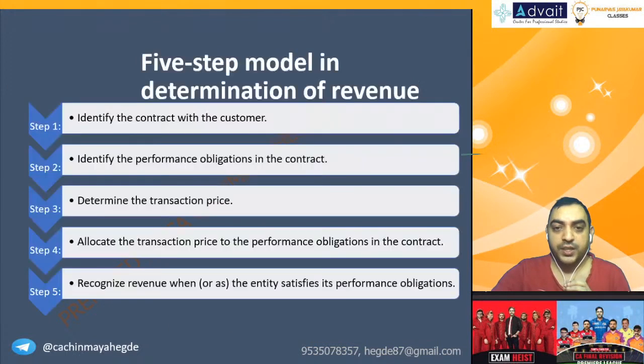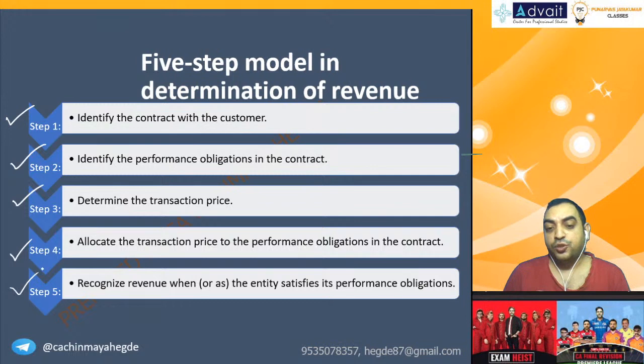The first step is to identify the contract with the customer. Second step, identify the performance obligations in the contract. Third step, determination of the transaction price. Fourth step, allocation of the transaction price to the performance obligations. Fifth step, recognition of revenue when the entity satisfies the performance obligation. So first is identify the contract. There has to be a contract, need not be in writing, but there has to be a contract. If there is no contract, Ind AS 115 doesn't apply.